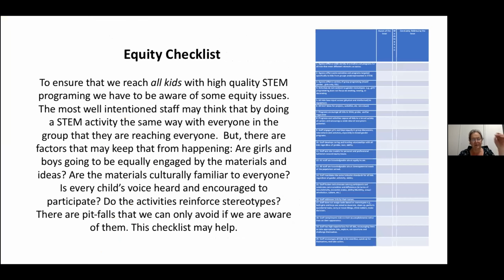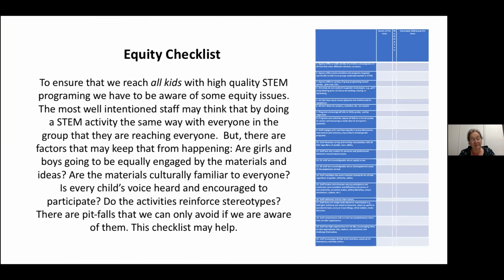So I just want to talk about the equity checklist for a second. We tend to think that what we're doing is fair and equitable. After all, we're doing the same thing for everybody in the room. But truthfully, the same thing for everybody in the room doesn't really work. So for example, girls are more likely to do well if they're working in a cooperative environment with another student. Boys do extremely well in a cooperative environment, but they also can fly solo.